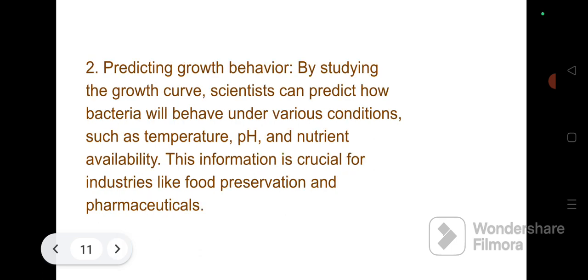You can predict the growth behavior: at what time it will undergo stationary phase, at what time the culture may enter the death phase, at what time the nutrients should be supplied to the cultures in a fermentation process, and what are the effects of different parameters like temperature, pH, and nutrient availability on the growth. All such parameters can be studied if you have an idea about the growth curve of bacteria.